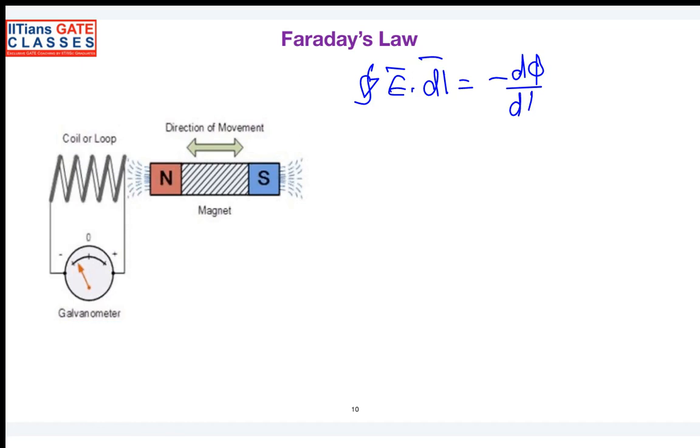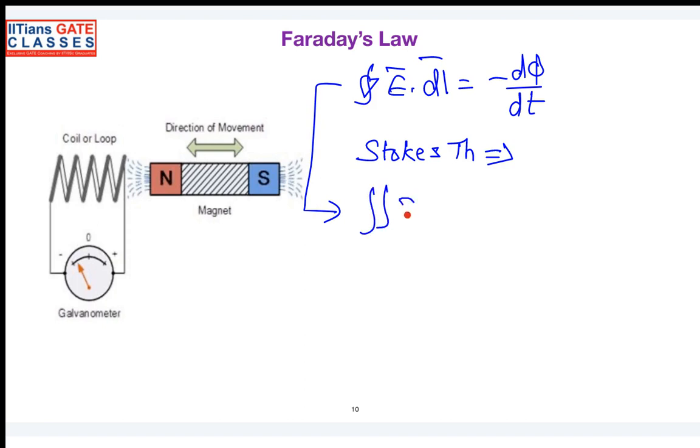So what does your Stokes theorem say now? Whenever the line is closed, you can convert it in terms of your surface integral. So the same equation, I can convert it something like this. Curl of E dot ds is equal to minus d by dt of, the flux can be written as the flux density multiplied by area.